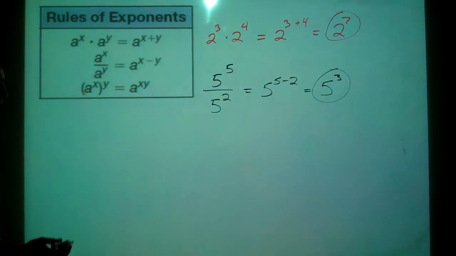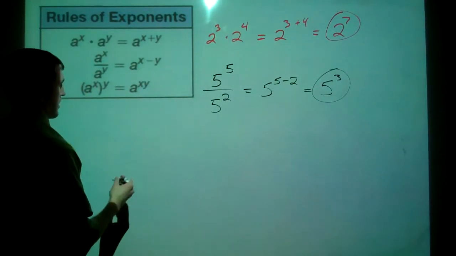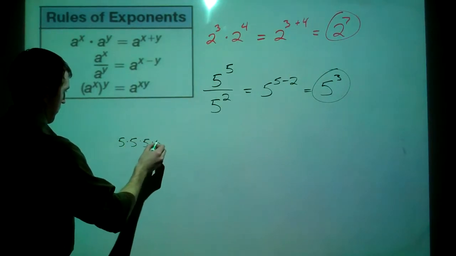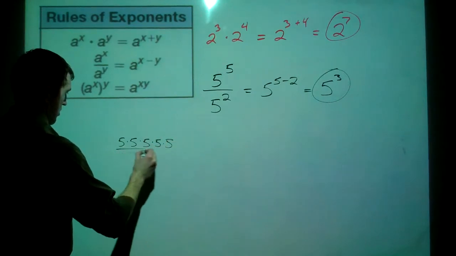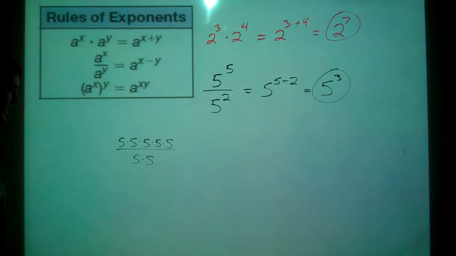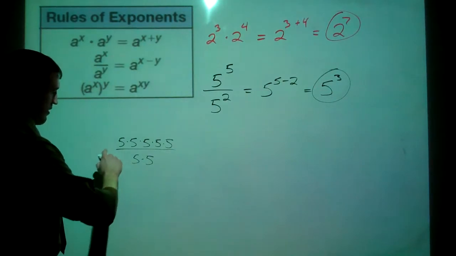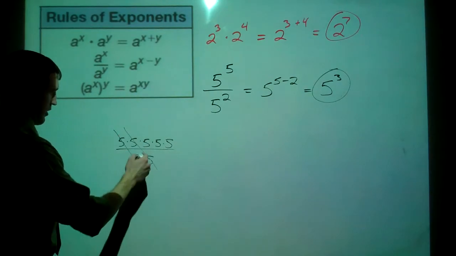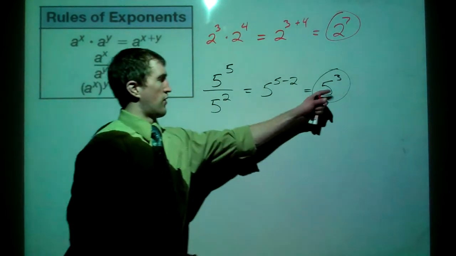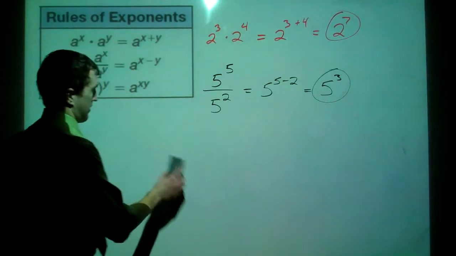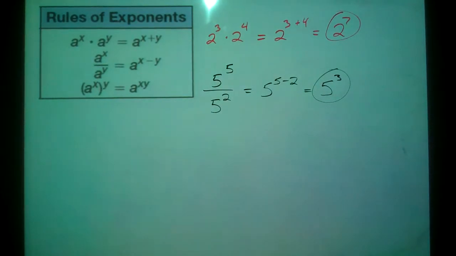Okay, longhand, this means, what do we have on top? 5 5s. 5 times 5 times 5 times 5 times 5, all over 5 times 5. And if we do some canceling, everything up here is being multiplied, which means we can just do this, and you're left with 3 5s, 5 to the third power. And that's why that rule works.